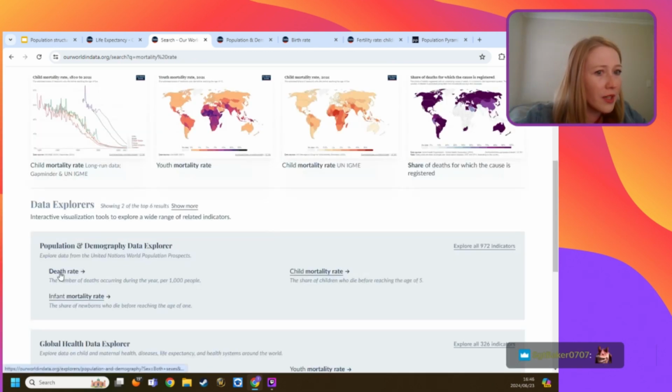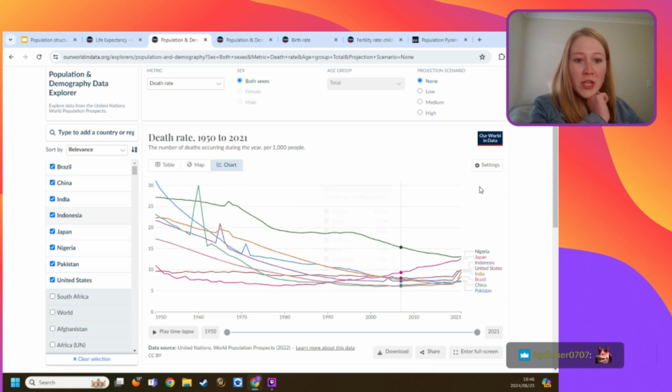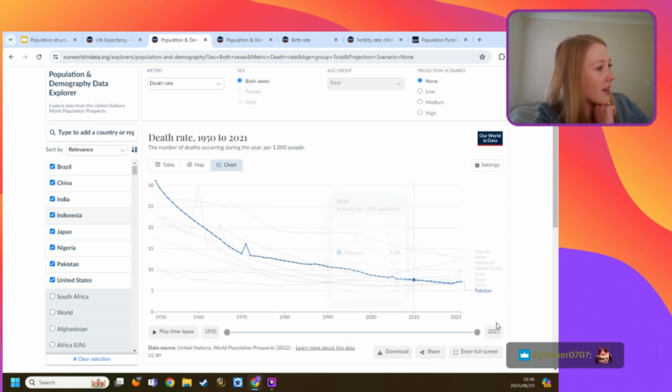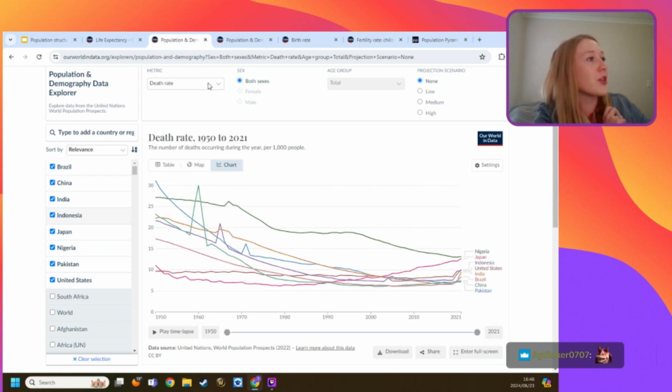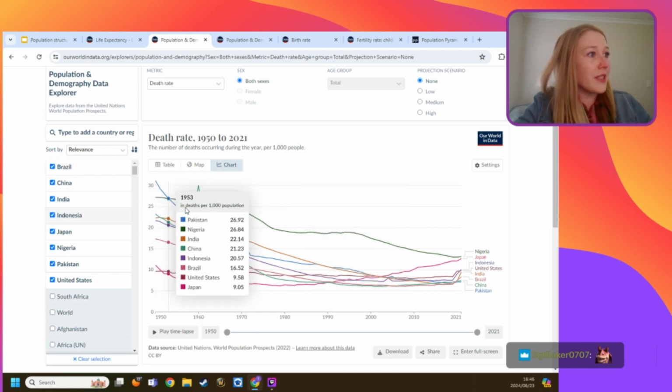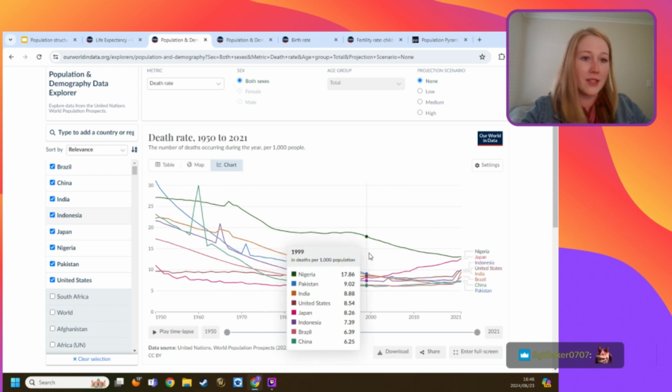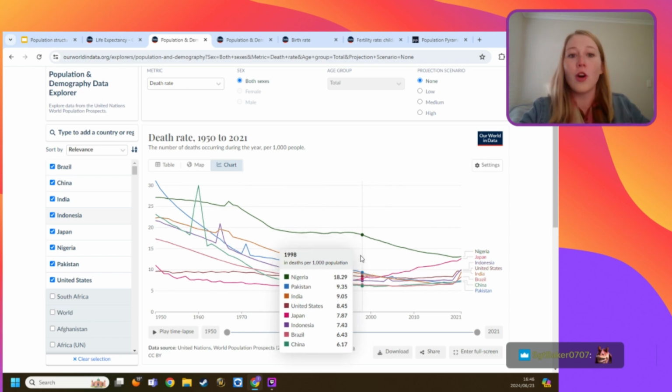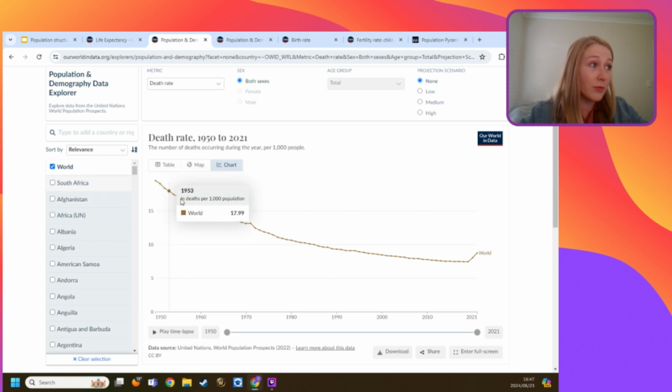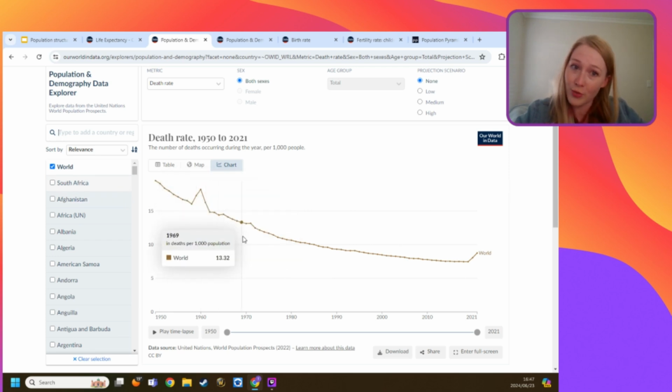Then we need to find crude death rate. There it is. First thing I'm checking is the years. So it starts 1950 and ends in 2021. Good. So it's the same as all of our other graphs. Overall, it is decreasing, which means that in a given year, there are fewer people dying.